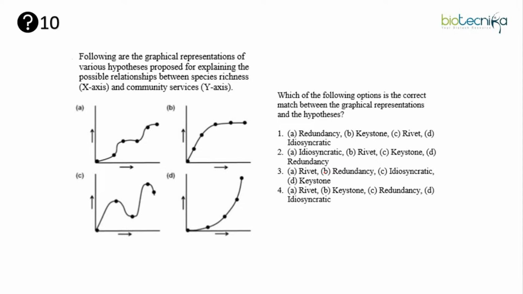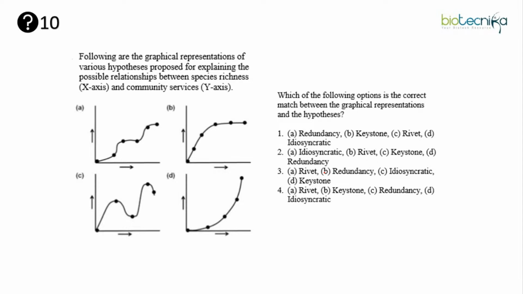Okay, that is redundancy. Keystone is, in a community there can be many species, but one particular species, because of its role or position, or its function in the community, can dominate the community, can give structure to the community. You can have many species, but when you add this particular species, a keystone species, then you will see a sudden change in the ecosystem function, because the presence of the species itself makes a huge difference. That is keystone.